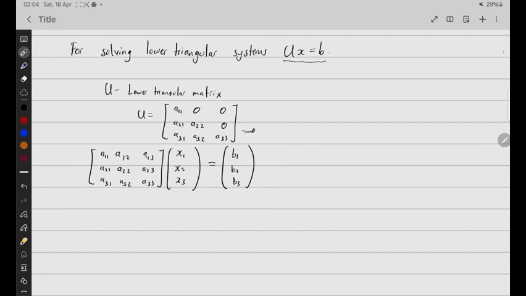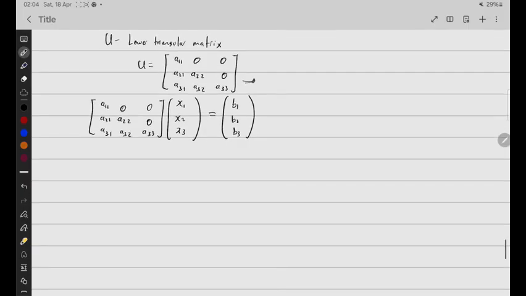So this is a 0. Okay, so we have something like that. When it's time for solving, you find that this will be a11 x1 equals b1. Therefore, my x1 equals b1 out of a11.